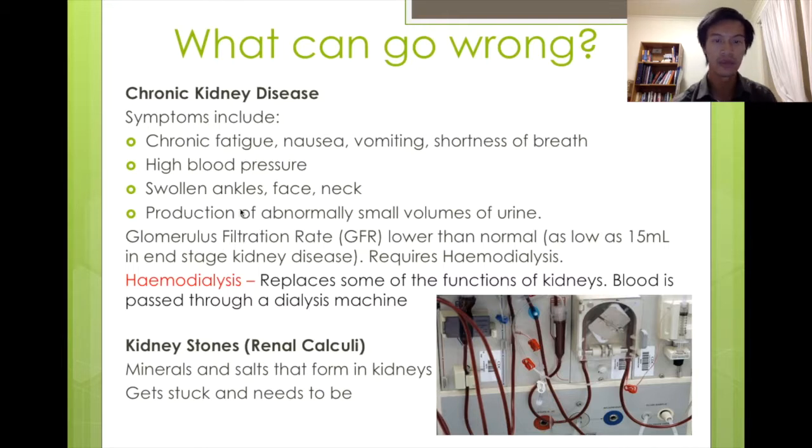Okay, the glomerular filtration rate is lower than normal, as low as 15 mL in end-stage kidney disease. And so what happens is people with chronic kidney disease will require hemodialysis. Now, hemodialysis is what this machine does. It replaces some of the functions of the kidney, and the blood is passed through a dialysis machine, which then filters it for the person because the kidneys are failing to do so.